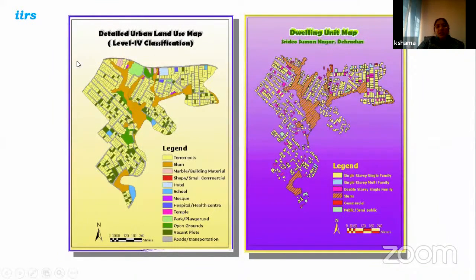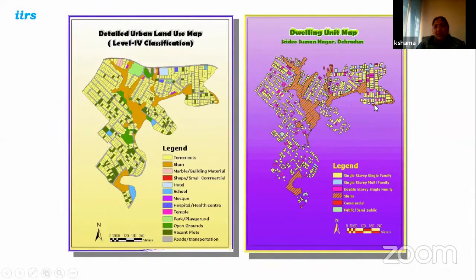This detailed land use map can be utilized for preparing your dwelling unit map, where we extracted only those buildings which have residential land use. Based on the size of the building and the height of the building, which has been measured based on the shadow of the building. Here you can see one more class, the slum. Slums we can identify based on the texture differences.